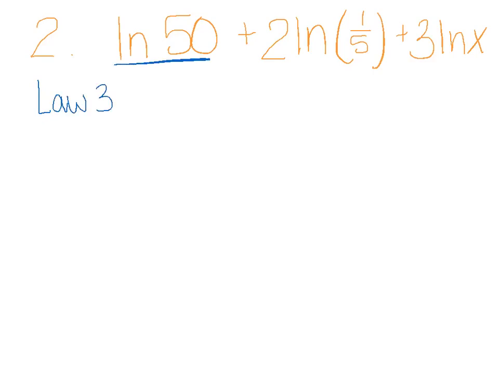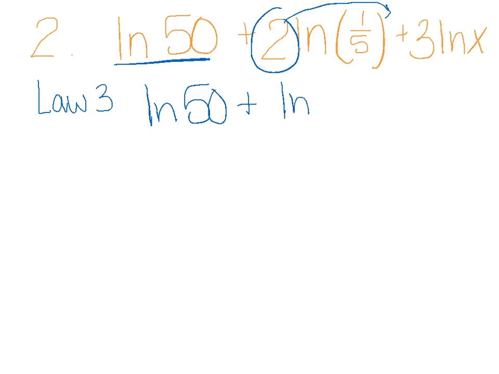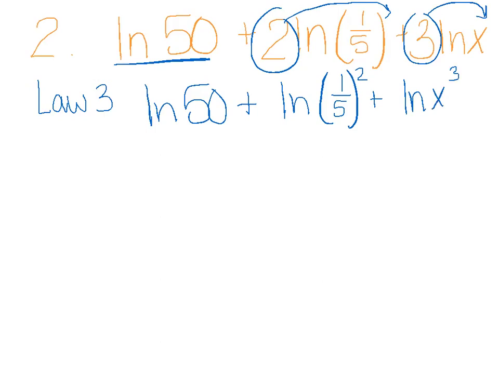So I'm not going to touch anything in the first one, ln of 50. But I am going to take this 2 and move it up to the exponent. So I'm going to get the ln of 1/5 squared plus, we got a stinker in front, we're going to move it up to the exponent, ln of x cubed. Alright, so we took care of the exponent rule, we moved everybody we could up to the top.